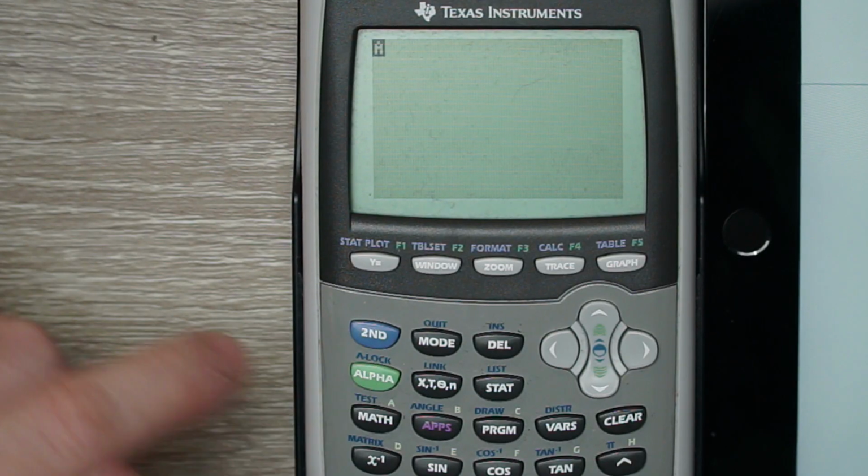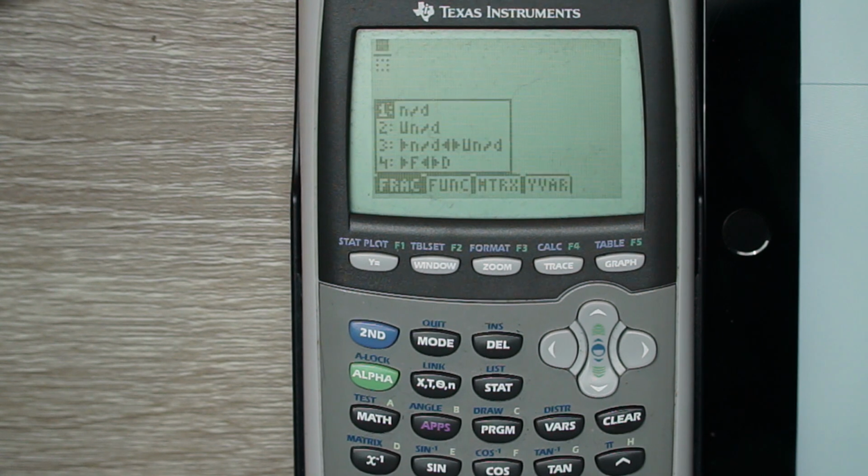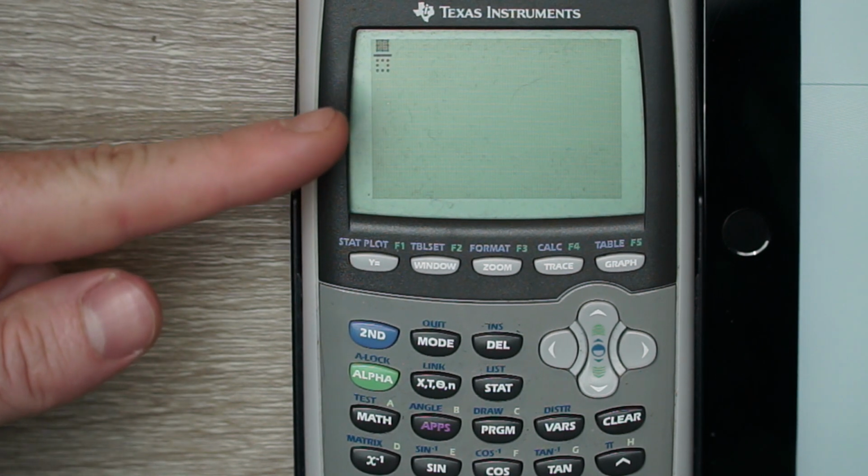If you hit alpha, y equals, you'll come up with this ND. That stands for the numerator and the denominator. Hit enter, and that'll bring up this little box here. So we're just going to type that in.